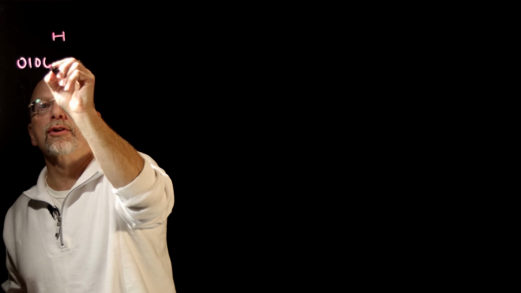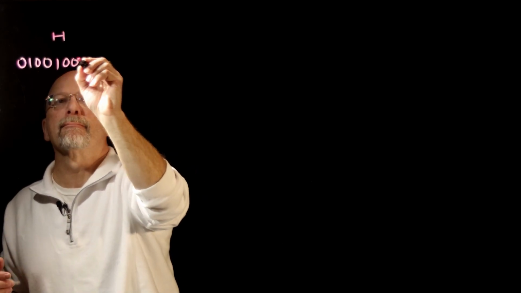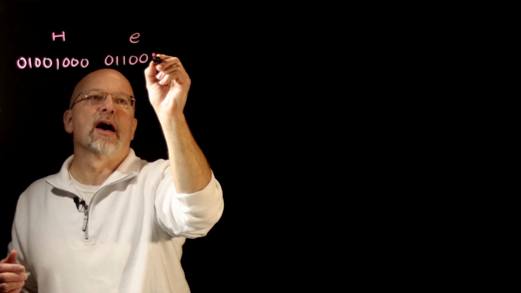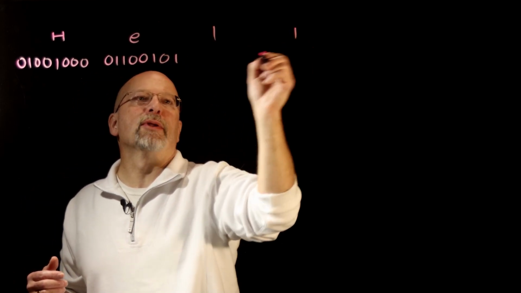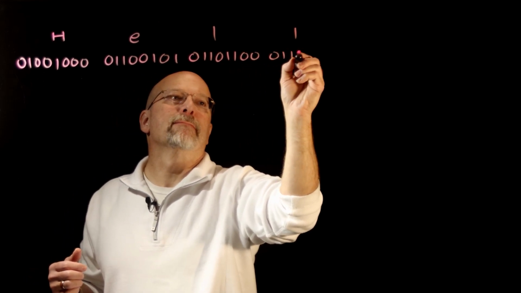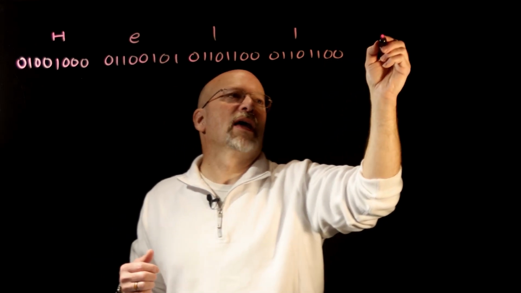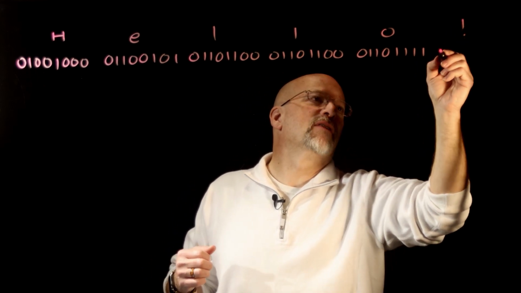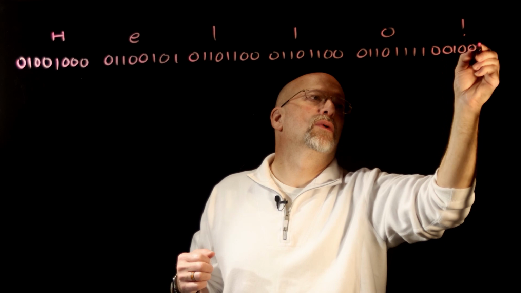Now, instead of looking at our data as individual bytes, let's put everything together into one long serial stream of all of our data. We have our capital H, which was 48. Then our lowercase e, which was 65. Then our two lowercase l's, which were 6C. Then our little o, which was 6F. And then our exclamation point, which was 21.